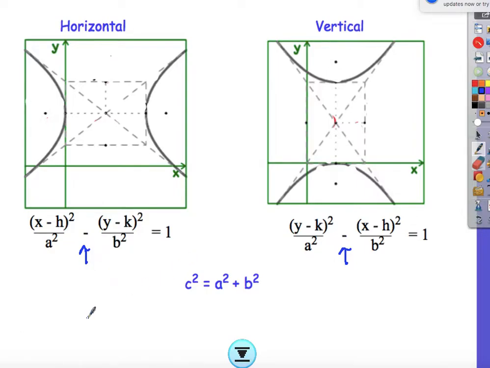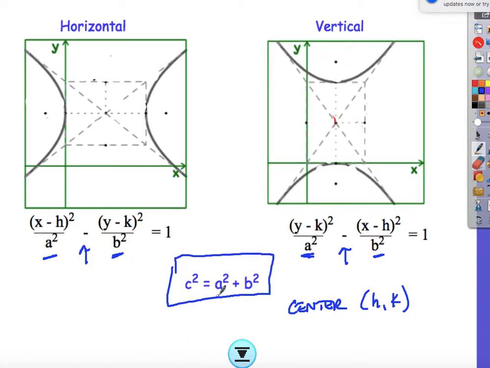And before with ellipses, the a squared would be underneath either the x's or the y's, and it would change, and a squared was the biggest one. But now the a squared is always underneath the first fraction, and b squared is always underneath the second fraction. So the only thing that changes now are where the x's and the y's are located. Remember that your center is still going to be (h, k), and you just need to be careful on a problem like this, that the h's always go with the x's and the k's always go with the y's. So you'd have to look at this number first, then this number in order to get your center. Also, this is different. For ellipses, it was c squared equals a squared minus b squared, but now for hyperbolas, it's plus.